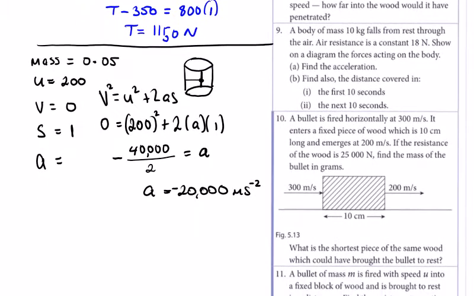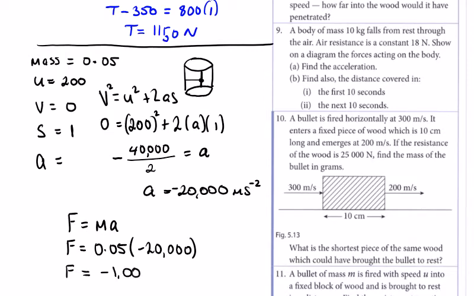So that will enable me to find my resistance force. Force is equal to ma. So in this case, my mass, which is 0.05, by my acceleration of 20,000, the force in this case is going to be just 1 to minus 1,000 newtons.